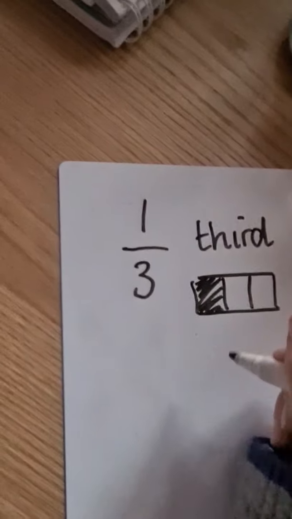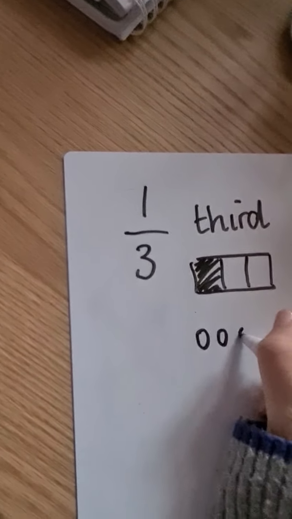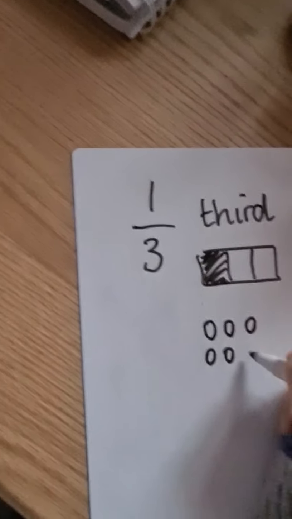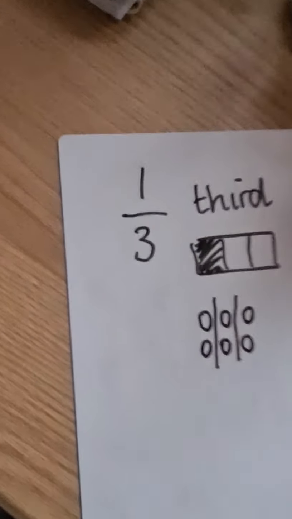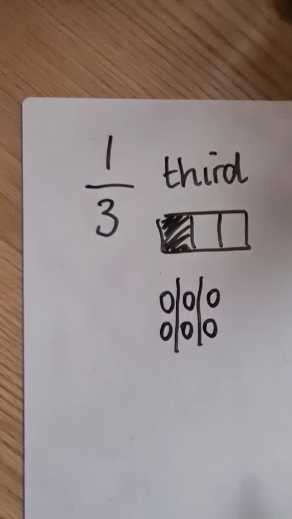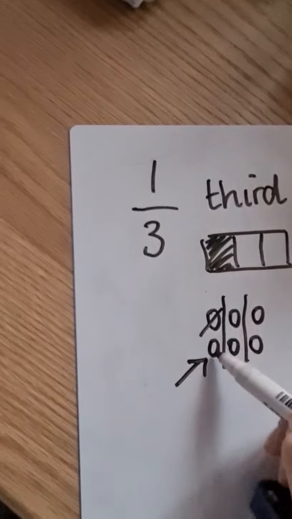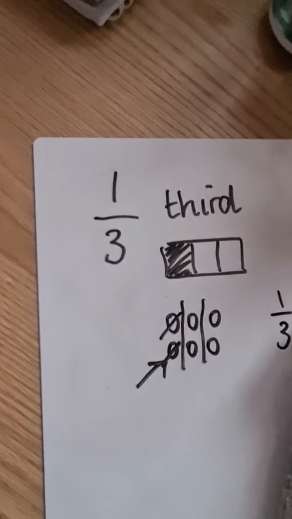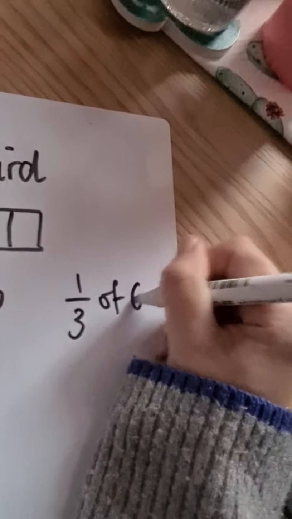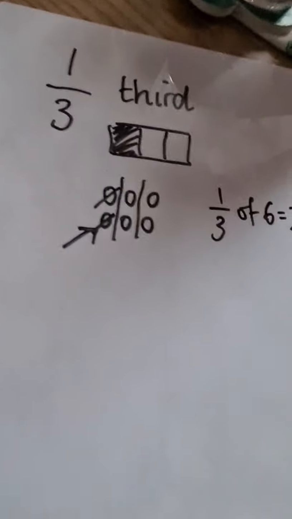You might find 1/3 of the number 6. It needs to be in 3 parts. How much is 1 out of the 3 parts? What is 1/3 of 6? Well, it's 1, 2. 1/3 of 6 equals, whoopsie, 2. Can you have a go at that today, everybody?